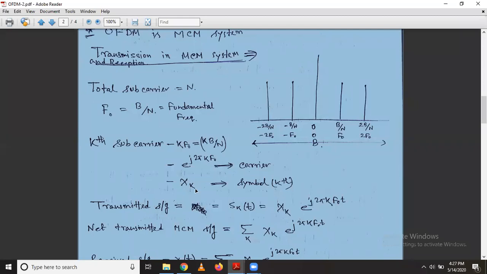So this is the message. This is the message symbol actually. This signal you are going to transmit. Xt you are going to transmit, the message signal or message symbol.